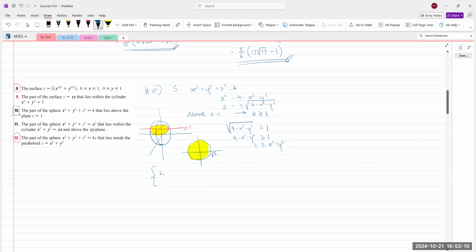Z sub x will be, instead of doing it that way, let's do it this way. You know what? So I will do z squared equals 4 minus x squared minus y squared. So 2z sub x, I do the partial with respect to x, I get negative 2x.